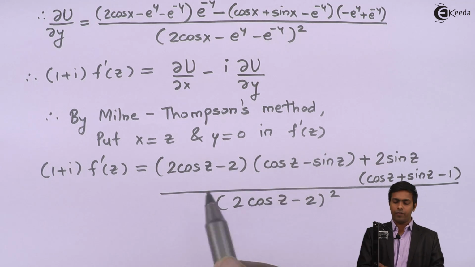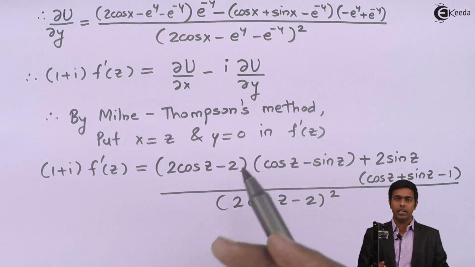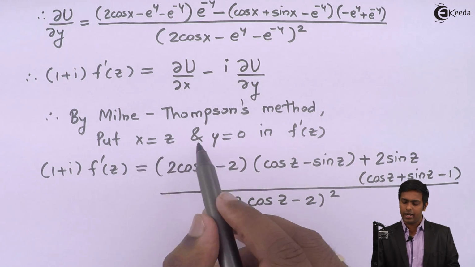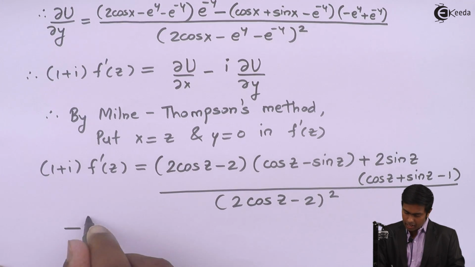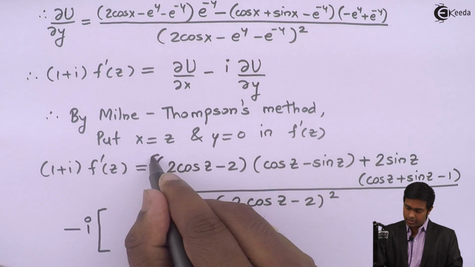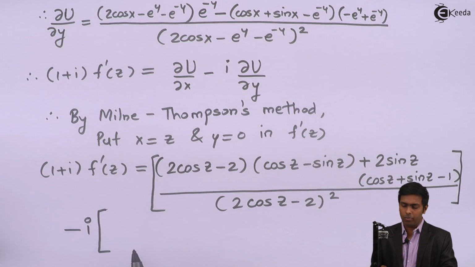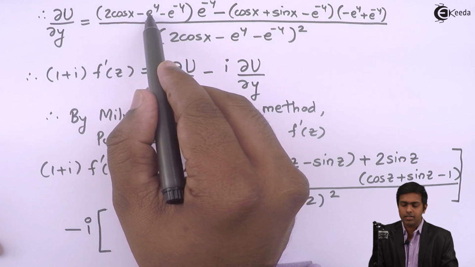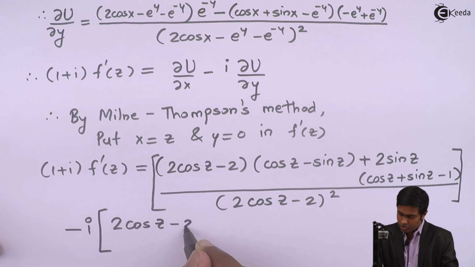So this is the value of dou u by dou x at x equal to z and y equal to 0 by Milne-Thompson's method. Now let's find out the value of dou u by dou y at x equal to z and y equal to 0. So here I'll write minus i into dou u by dou y. I'll write it down in the bracket. So this is the first bracket of dou u by dou x. Now dou u by dou y is like this. Here we will get 2 cos z minus 1 minus 1, so 2 cos z minus 2 in the bracket.